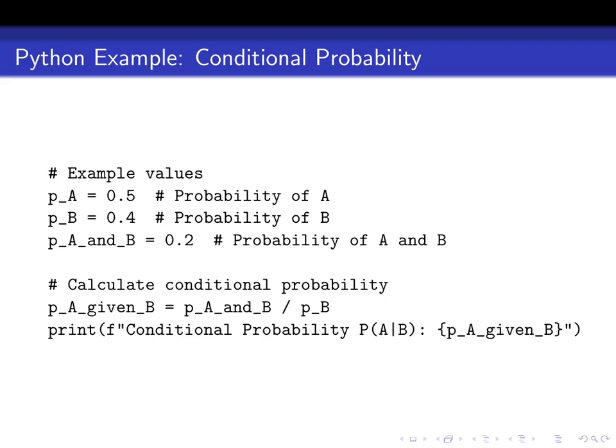This code snippet shows how to calculate conditional probabilities by dividing the joint probability of two events by the probability of the given event. This method is widely used in statistical modeling.